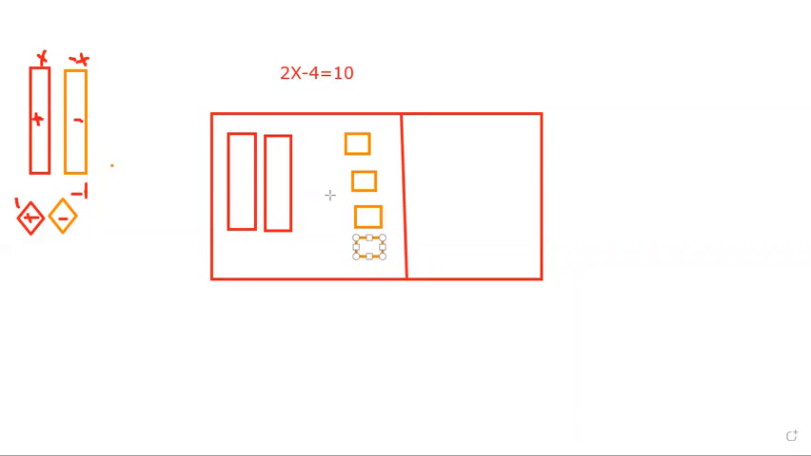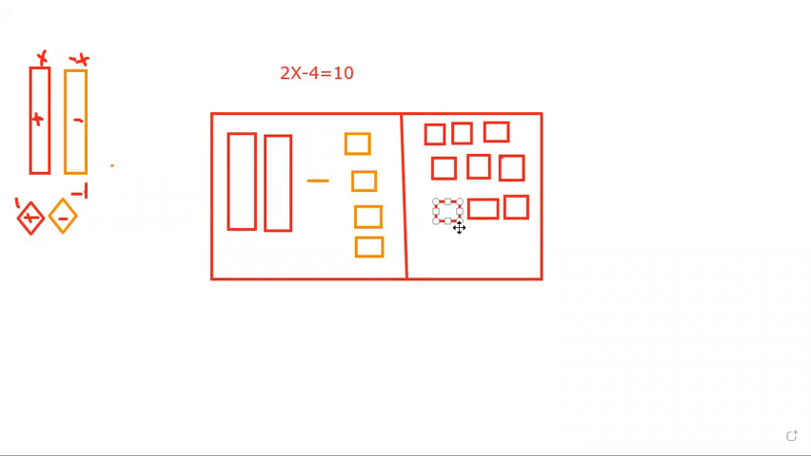What about the opposite side? What do we have to put? 10 small positive. 10 small positive. One, two, three, four, five, six, seven, eight, nine, 10. Right? Then, thank you, Marwa.